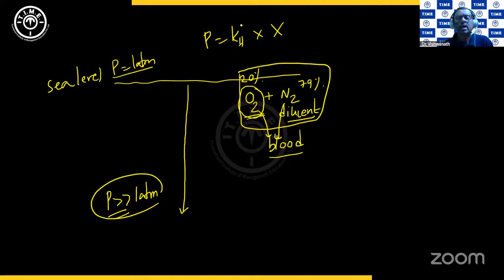right? Oxygen has got a KH, nitrogen has got a KH. Proportionately, the solubility of nitrogen and oxygen will be there in the blood at a pressure which is rising as the diver gets into the depths of the ocean, right? So oxygen and nitrogen have got into the blood more. Oxygen has got a role to play.